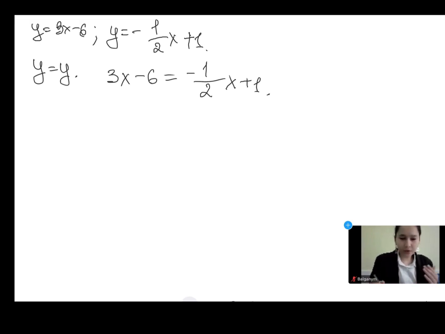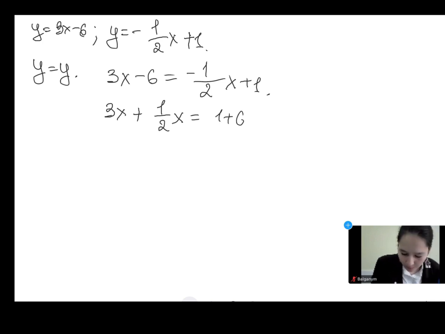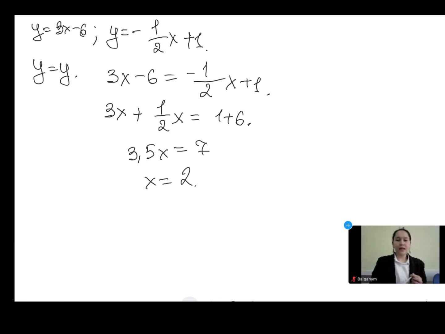And the axis from the right to the left side, and now, moving x to the left side, we will write 3x plus 1 over 2x equal to 1 plus 6, and 3.5x is equal to 7, x equal to 2. And now we found x.